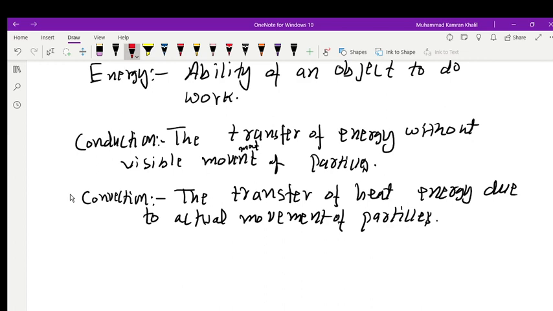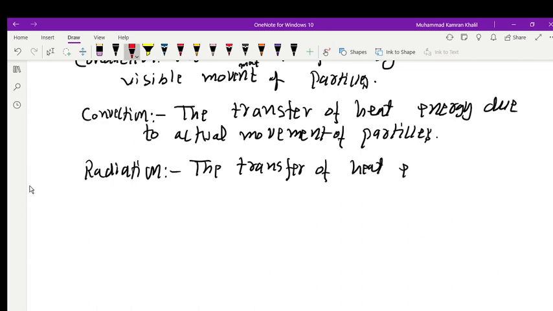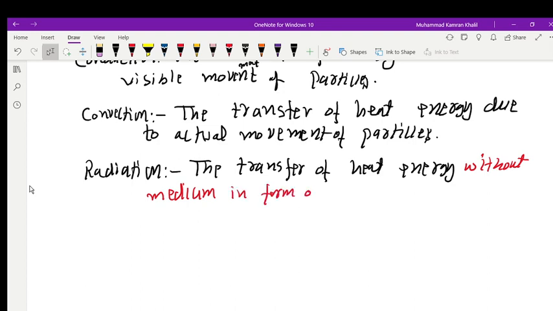Then radiation. The transfer of energy without any medium in form of infrared waves. The transfer of heat energy without medium in form of infrared waves.